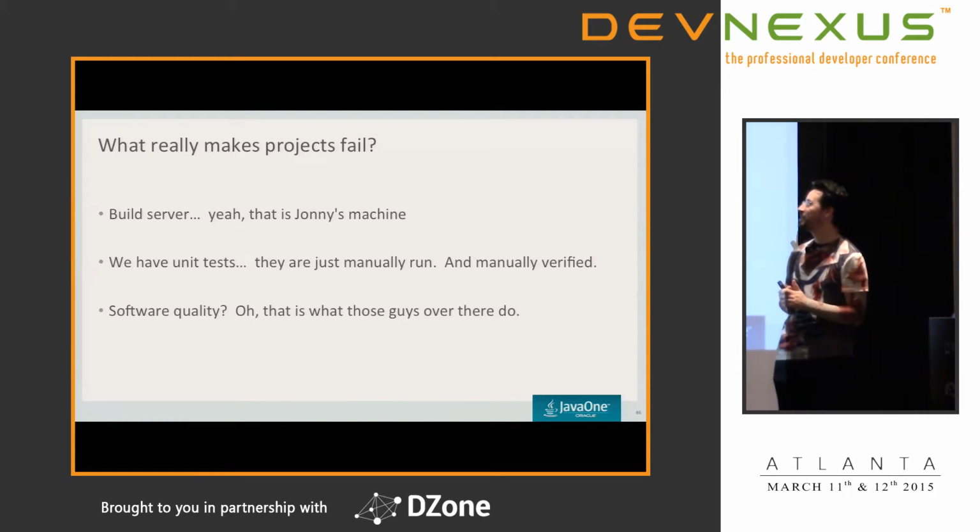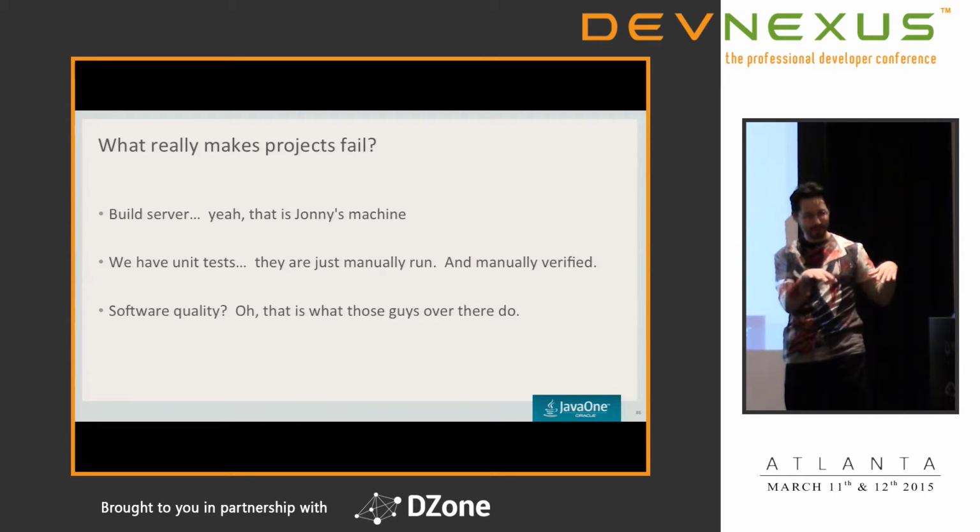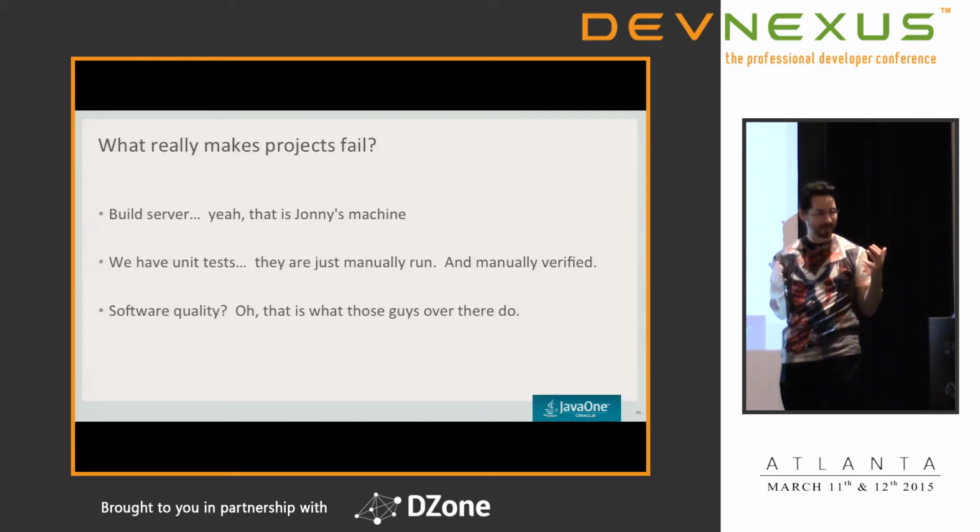All right, so what makes projects fail? Build server. Yeah, that's under his desk. So you're laughing. Our team's in India. When I wanted to build the software, they're like, no, the jars are on this guy's machine, and you have to run it through this or it doesn't work. I'm like, well, how do you guys develop software? How do you just email each other your changes?